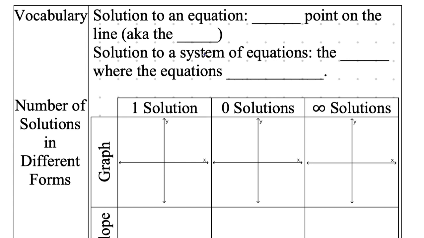Okay, so now we get to do a bit of analysis on all the math that we just did. A solution to an equation, we've defined it before, I think it was like lesson 1, is every single point on the line. So I'm just going to say every or each, it doesn't matter what you use. Every point on the line, aka the line. The line is the solution.